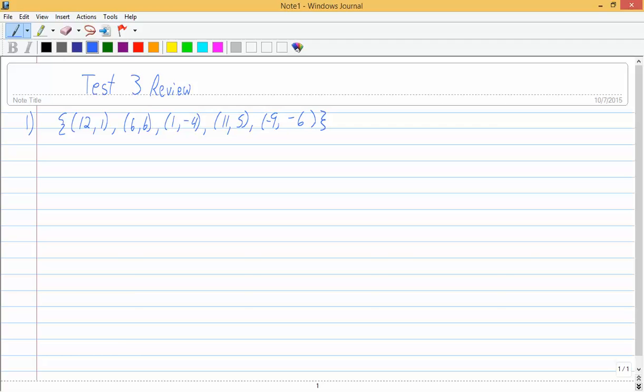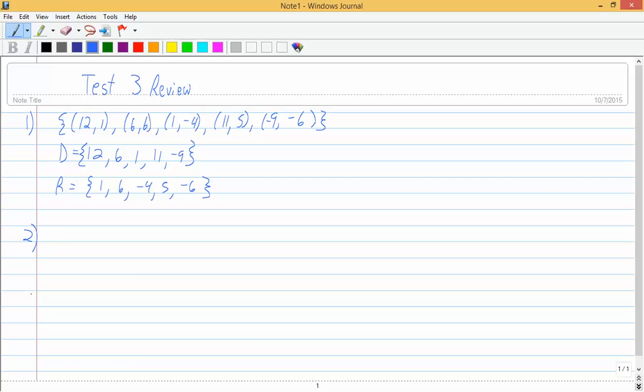Okay. The domain is the set of all x values. So that's going to be 12, 6, 1, 11, negative 9. And the range is a set of all y values. So it's 1, 6, negative 4, 5, negative 6. Now they aren't in that order on the test, but you just rearrange those and you can see that that is C on your test.